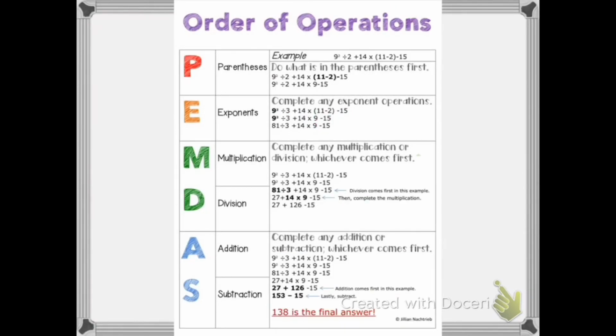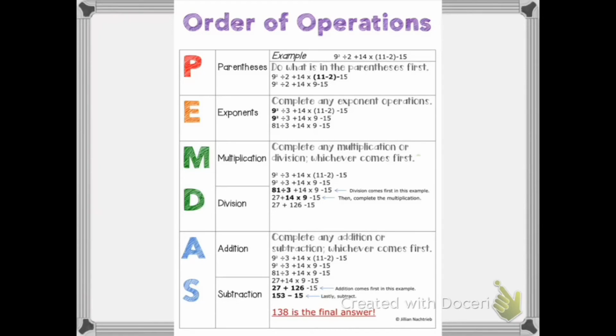Another thing we've put in Google Drive for you is the same type of handout, except this time on the side, you can see that it has an example problem. So the problem to begin with is this right here. 9 squared divided by 2 plus 14 times, in parentheses, 11 minus 2, end parentheses, minus 15. Okay, so you can print this out to help yourself remember the steps.